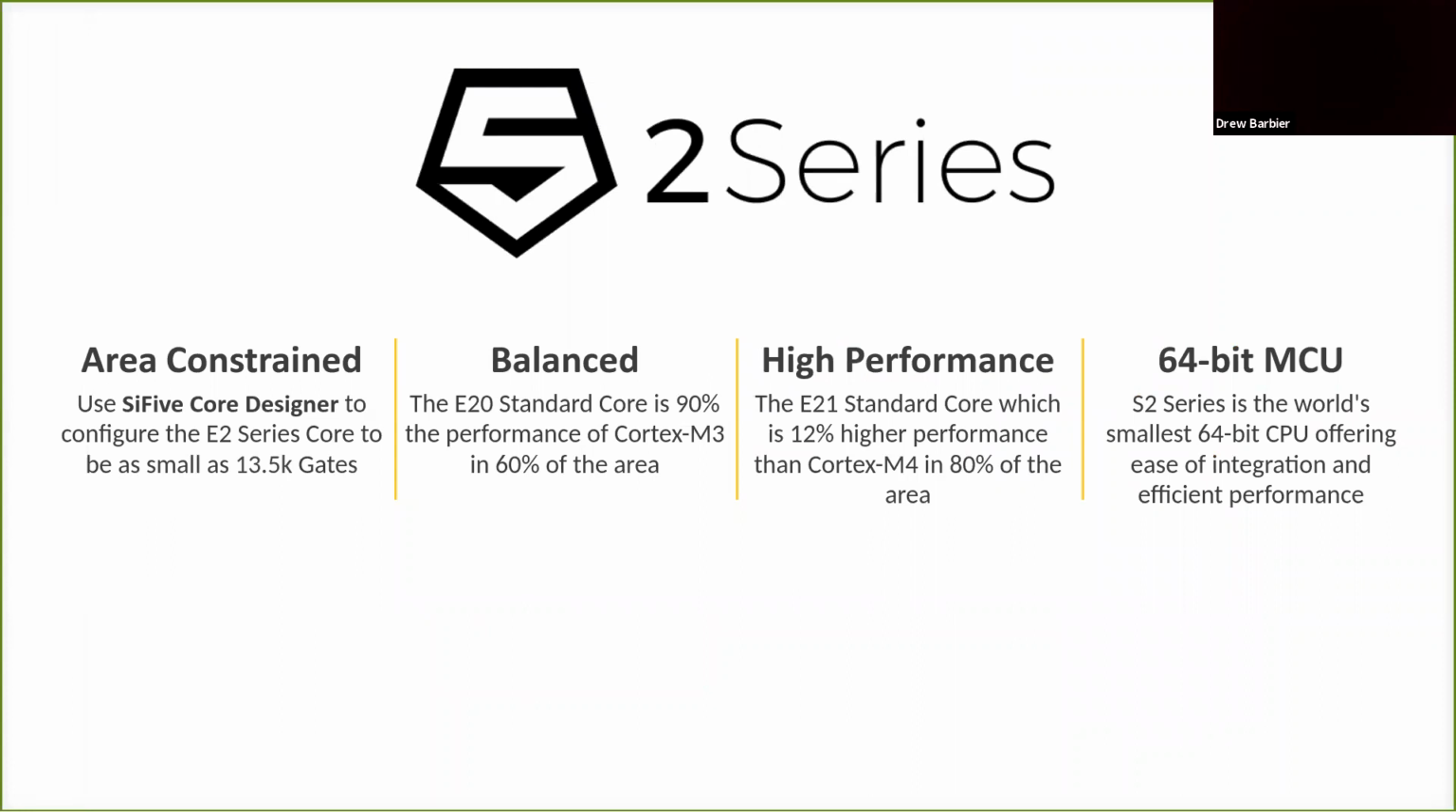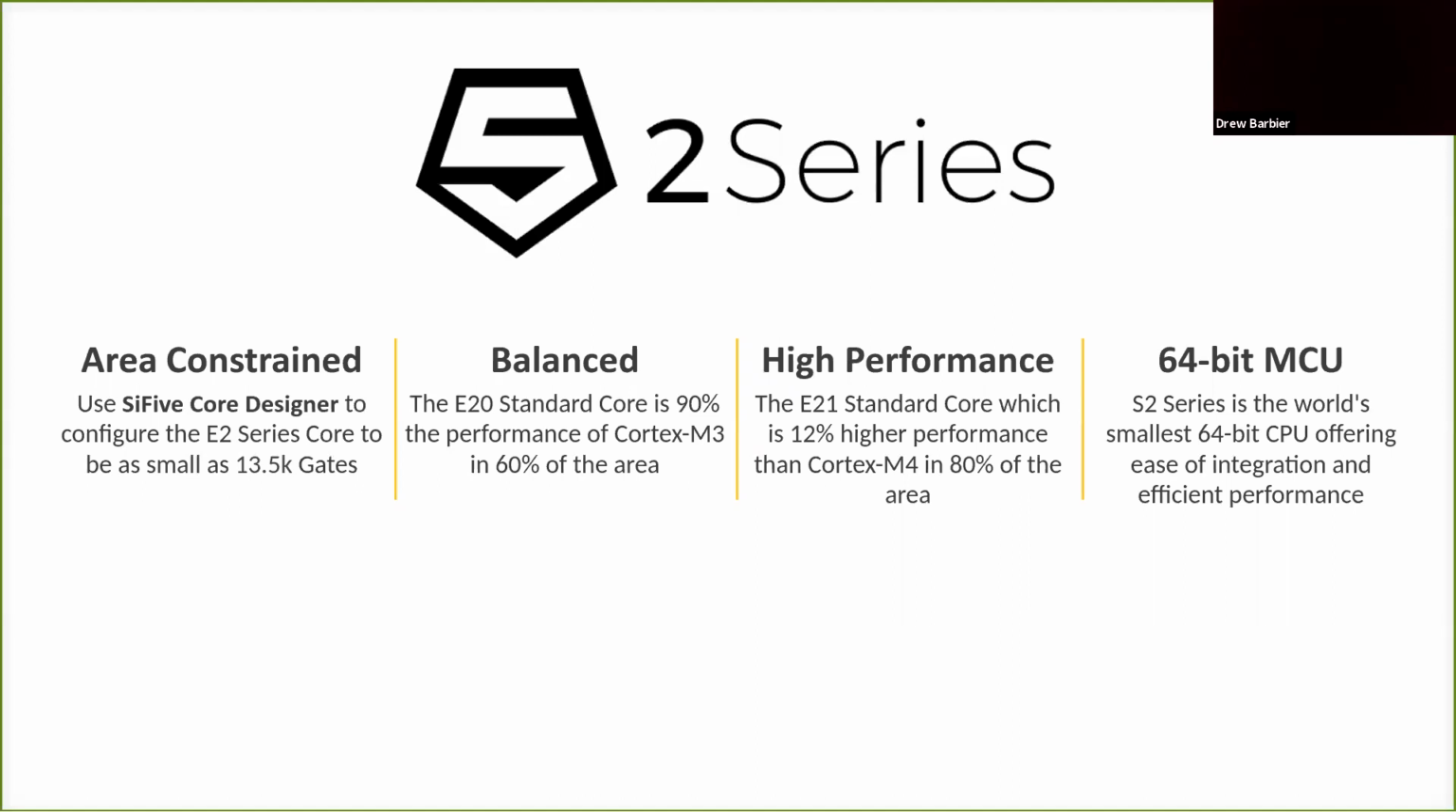So the 2 series itself is very configurable and scalable from area-constrained devices. I'll talk about the minimum configuration of the 2 series, which can be as small as 13,500 gates. And as far as the standard cores go, we have balanced implementations in the E20, which is about 90 to 95% the performance of a Cortex-M3, though in about 60% of the area.